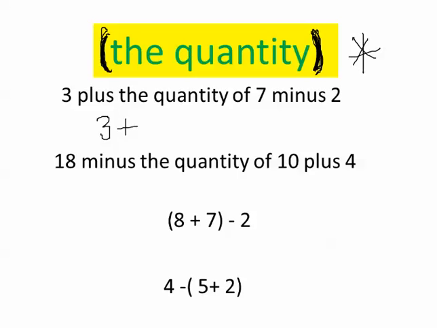the quantity. As soon as I see the quantity, I go, oh, that means I need parentheses. The quantity of what? The quantity of 7 minus 2. So that's the mathematical expression that these words translate into. Let's try another one.